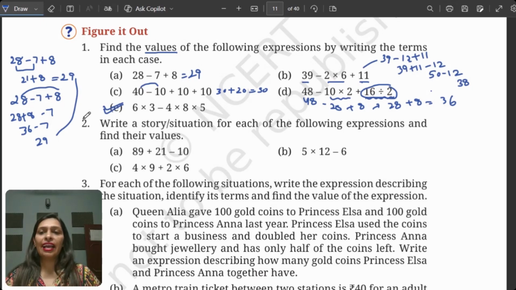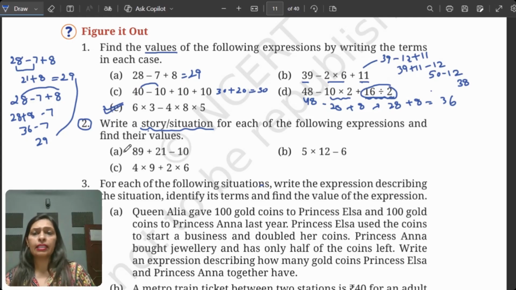Now, the second one, I really like this question. Why? Because it actually enhances your creative skills, right? What we have to do is write a story or a situation for each of the following expressions and find their value. We not just find the value. Before that, I have to create a situation. Creating a situation is your choice. This is what differentiates you from everyone. You can have your own story, your own situations. Just to begin with, I can give you a very simple example, maybe that can help you.